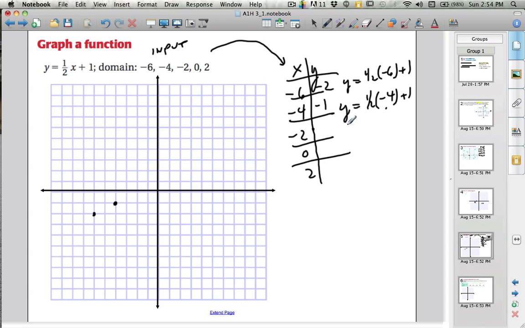When we plug in negative 2, 1/2 times negative 2 is negative 1, plus 1 is 0. So that would be here. When we plug in 0, 1/2 times 0 is 0, plus 1 is 1. And that's right here. And when I plug in 2, 1/2 times 2 is 1, plus 1 is 2. And there we go. So this then becomes a line segment for this specific domain using this equation.